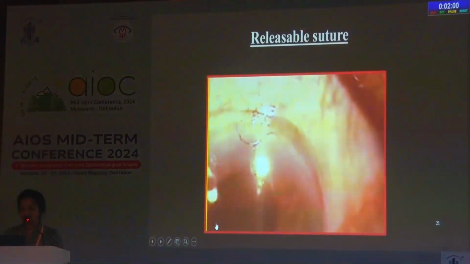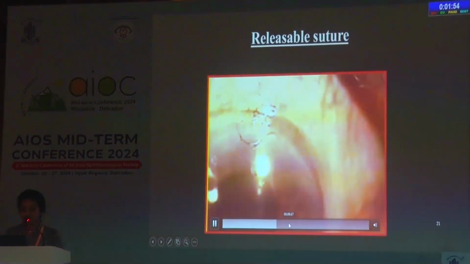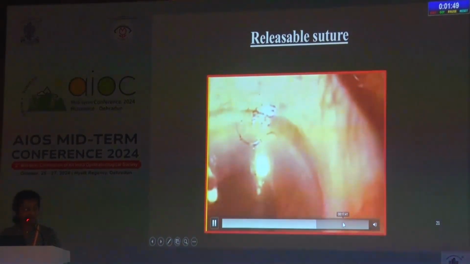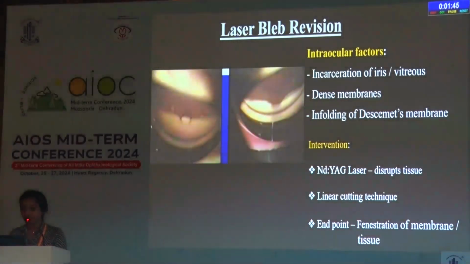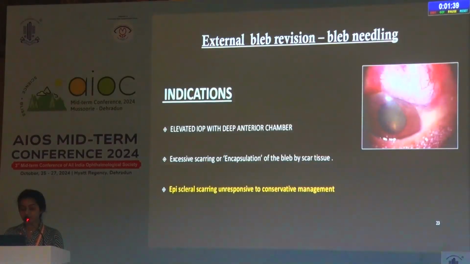If releasable sutures are applied, then they are removed with the help of plain forceps, and then local digital massage is given if required. Always do the post-operative gonioscopy to rule out any incarceration of iris, vitreous or dense membrane to the ostium. If present, NDAC laser is done.